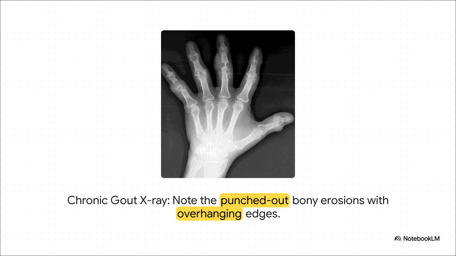When the disease has been around for a while, you can actually start to see the damage on an X-ray. Remember those tophi we talked about? Well, they can actually burrow into the bone, creating these classic punched-out erosions. You can see how they look like little scoops taken out of the bone, sometimes with a little overhanging edge. That's a sign of long-term undertreated disease.